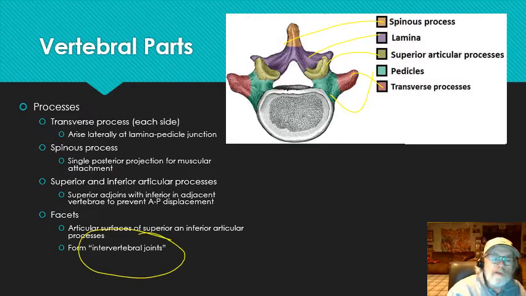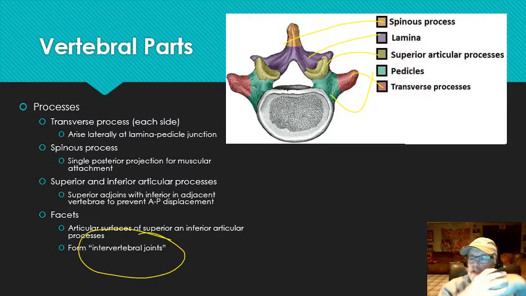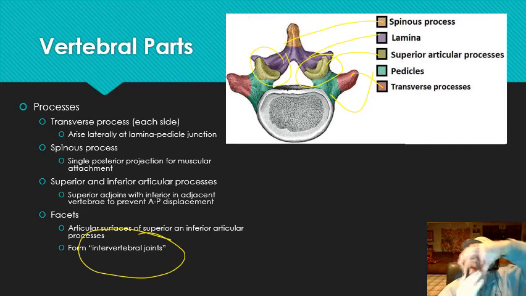Form what are called intervertebral joints, and they're flat. Most of the facets are flat to mildly concavo-convex. One side would be concave, the other side of the vertebrae would be a little bit convex. It allows a little bit of rotation around these facets. In other words, we can have a little bit of twisting of one vertebra on top of the other, but not a whole lot. You can't twist a whole lot.